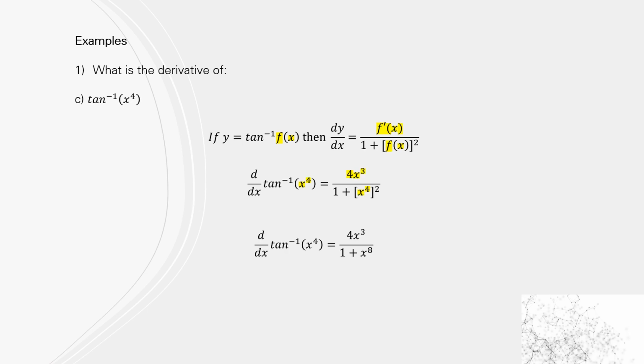For the third one, this once again is just simply replacing the function with x to the 4, and the derivative is 4x cubed. So the derivative of tan minus 1 of x to the 4 is 4x cubed over 1 plus x to the power of 8.